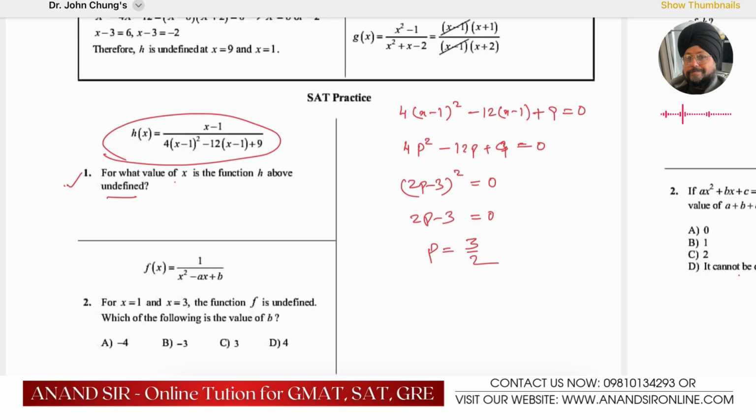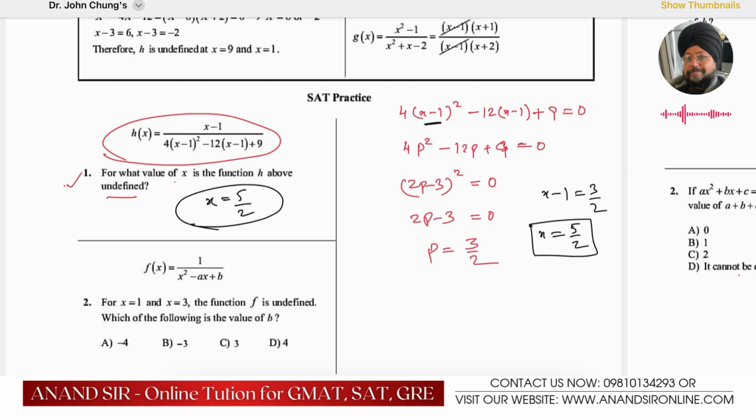Now p is what? p is x minus 1. So x minus 1 becomes equal to 3 by 2. So x is equal to 1 plus 3 by 2, which is 5 by 2. It means that at the value of x equal to 5 by 2, this function is undefined. That is, the denominator becomes 0. Next question. Again, you can pause before doing the next question.